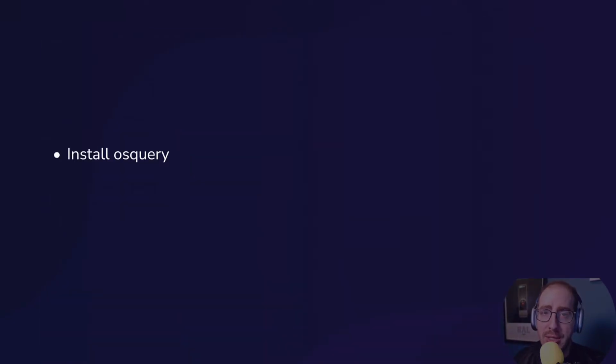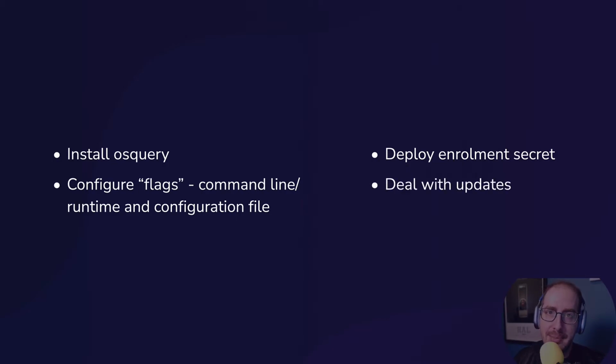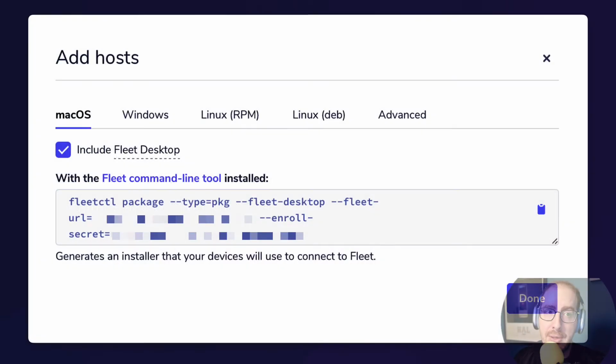To use Osquery, you need to deploy it, make a package, roll it out, deploy it with Munki or something like that, configure flags, which are configuration options at the command line or in a configuration file, deploy enrollment secrets to a machine, and then once you've done all that, you'd still need to deal with the updates because it does get updated pretty often. With Orbit, you don't need to do any of that.